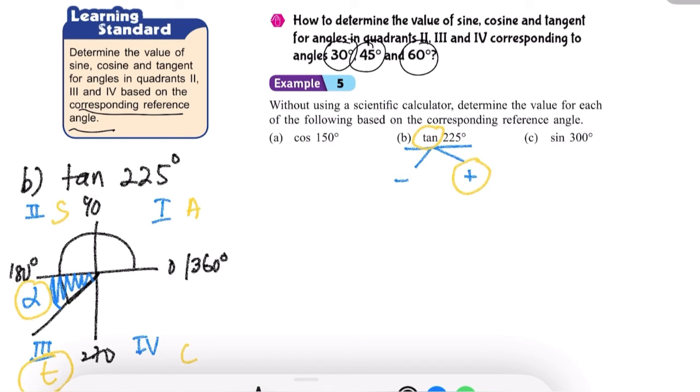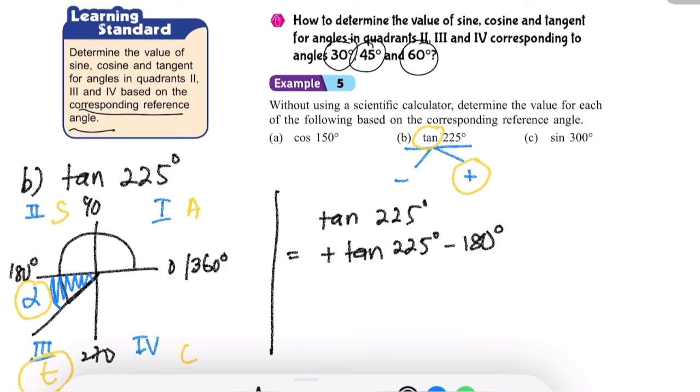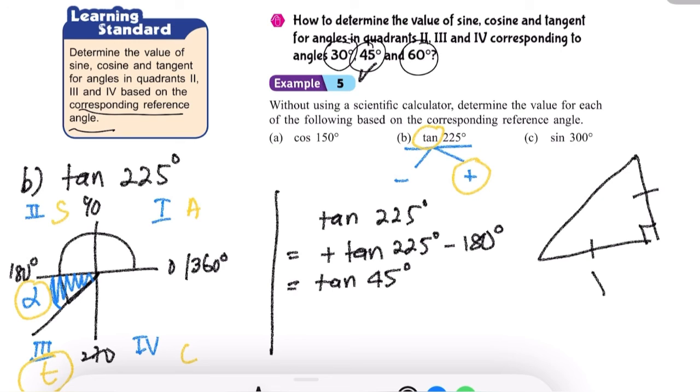Okay, next we write down tangent 225 degree is equal to positive tangent. Okay, we find out the alpha: 225 degree minus 180 degree. Okay, we don't need to put down positive there. We only find out the corresponding 45 special right angle triangle here. Okay, there is an isosceles triangle with one unit. This is 45 degree, and here is square root 2.